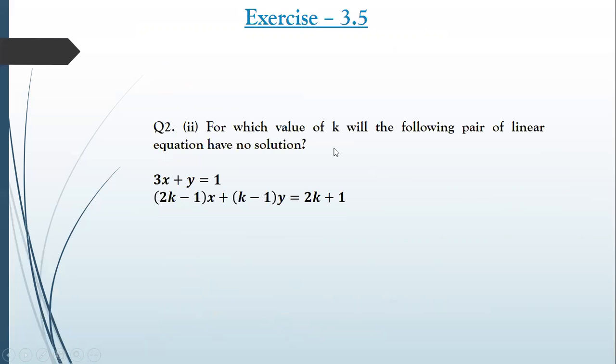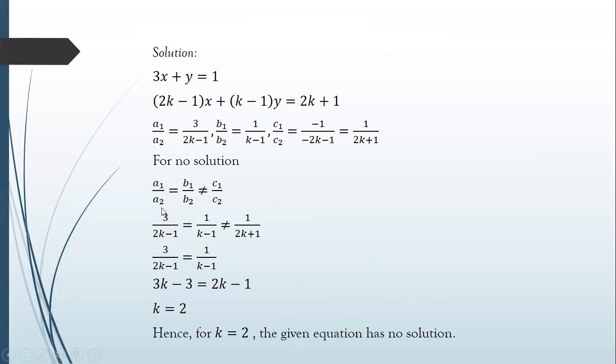Now, for which value of k does the equation have no solution? So no solution means a1 by a2 is equal to b1 by b2, not equal to c1 by c2. We will not consider c1 because it is not equal to. We'll consider only a and b. So we get 3 by (2k minus 1) is 1 by (k minus 1). When we cross multiply, we get k as 2 when the equation has no solution.